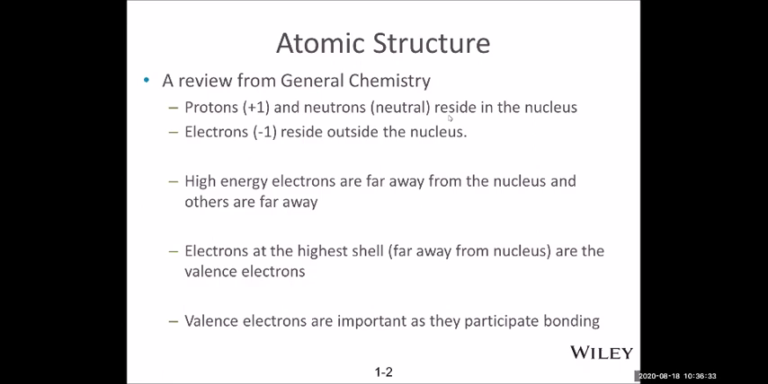Atoms are made of protons, electrons, and neutrons. The proton and neutron are in the nucleus, and they're both very heavy. These two, the proton and neutron, have almost identical mass. The proton has a positive charge, and the proton attracts the electrons, which are small, flying outside the atom. So that's the basic structure of the atom.